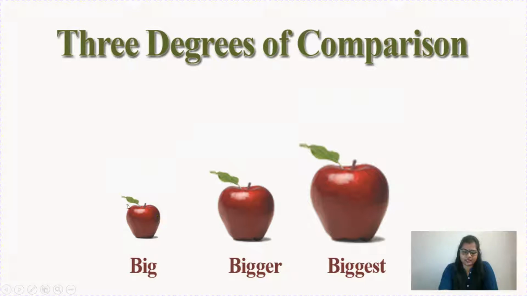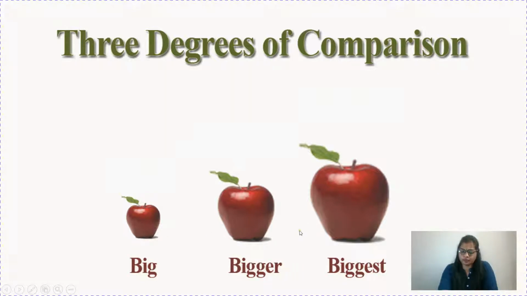Suppose you have taken this apple. So you can say this apple is big. But you got another apple. So can you see the size? Their sizes are different, right? So you can say this apple is bigger than this. But again you got one more apple. And can you compare the 3 different sizes of these apples? So what will you say? This is the biggest apple.